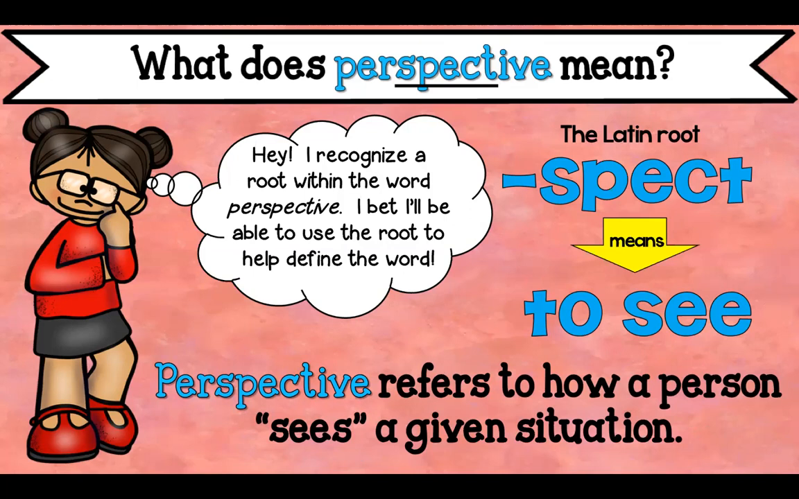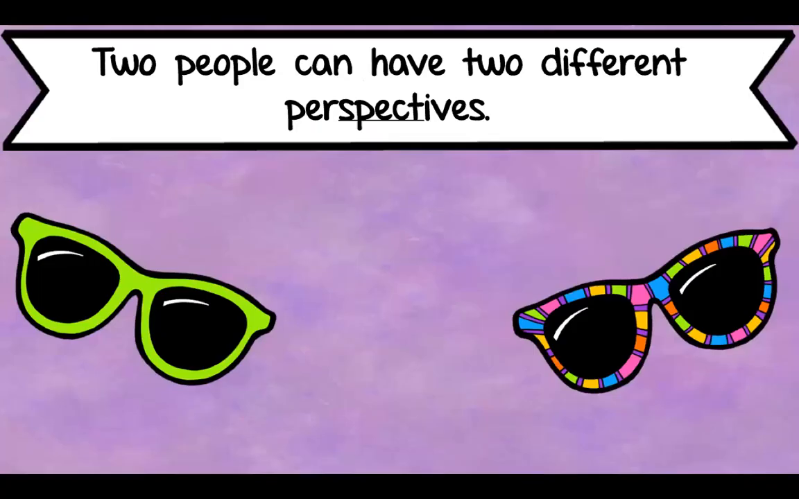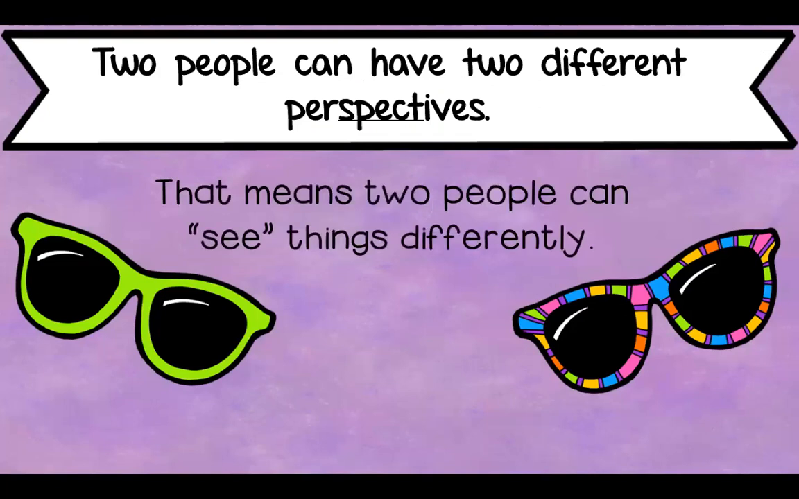So perspective is really just a synonym for point of view. Perspective and point of view are basically the same thing. Perspective is how somebody sees a specific situation, how they feel about it, and what they think is happening. So two people can have two different perspectives. Two people can see two things differently. That means two people can see things in a different way.